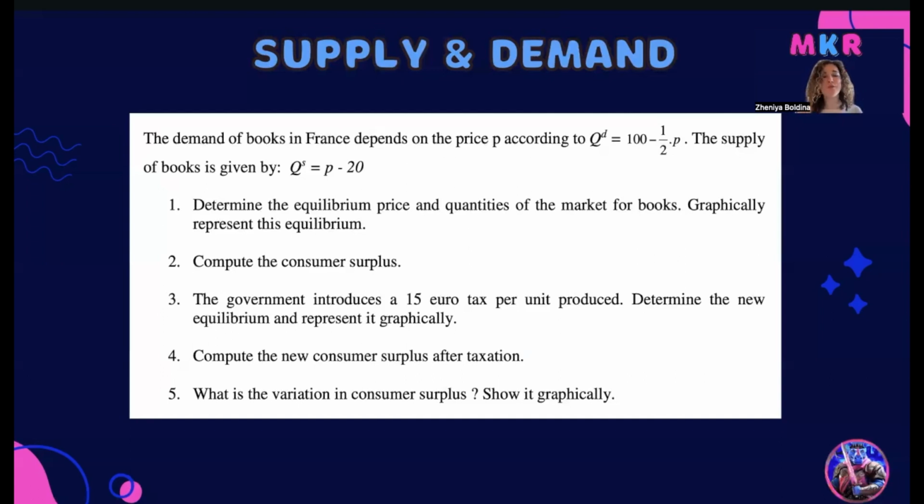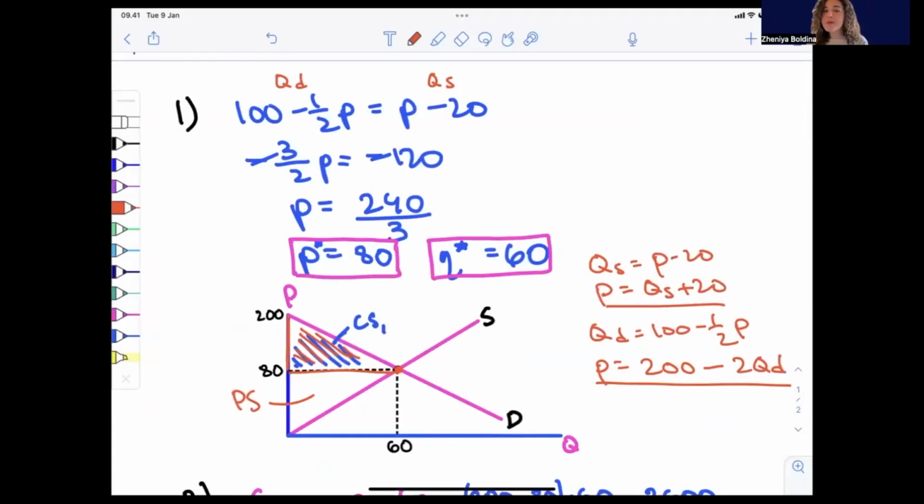And lastly, for question 4, we need to compute the new consumer surplus after taxation, and then find the variation of consumer surplus. So now let's take a look at my screen and look at a solution to this problem. In order to find the equilibrium point for the first question, we simply need to make the quantity demanded equal to quantity supplied, which we did right here. So we're making the quantity demanded function equal to the quantity supplied.